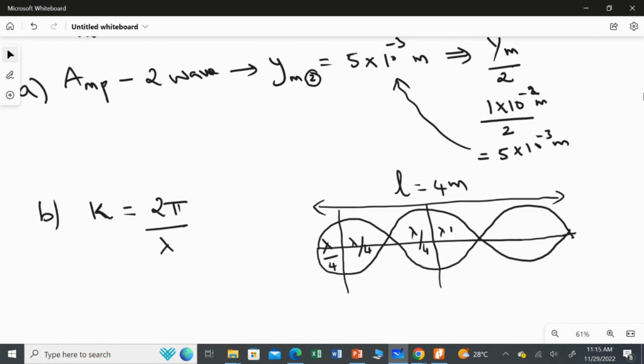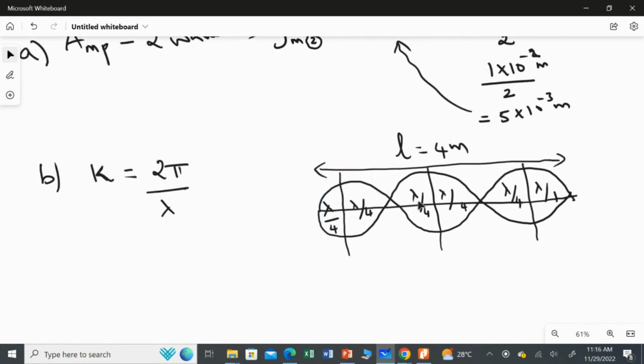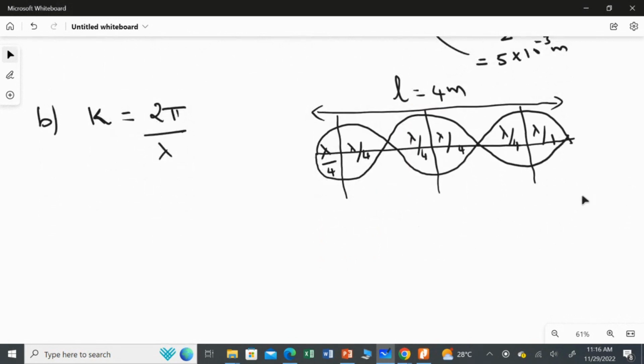It's very easy for calculating the lambda. Lambda over 4, lambda over 4, another lambda over 4. So how many total lambda over 4 do we have here? 1, 2, 3, 4, 5, 6. 6 lambda over 4 we have in this length 4 meter. So that means in this length I have 6 lambda over 4. I can cancel this. This one is 2 times. This one is 3 times. Therefore, the lambda equal to 2 multiplied by L over 3.